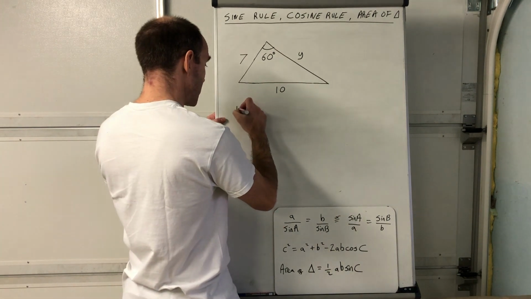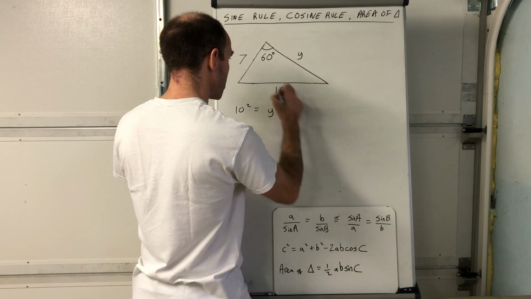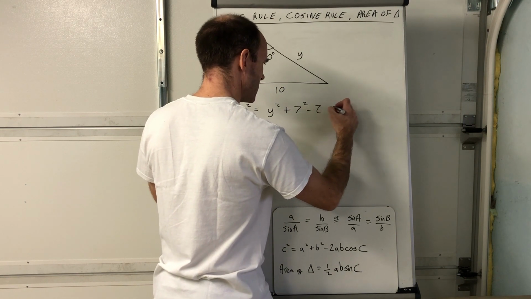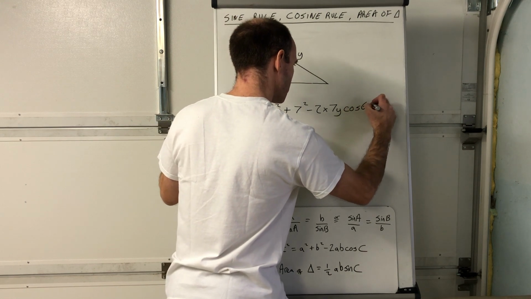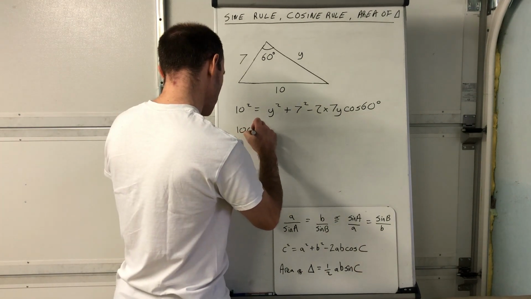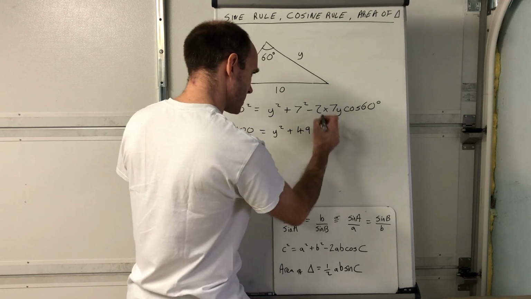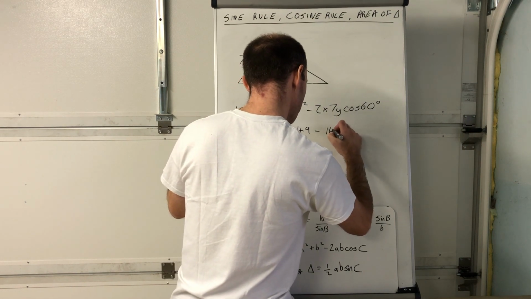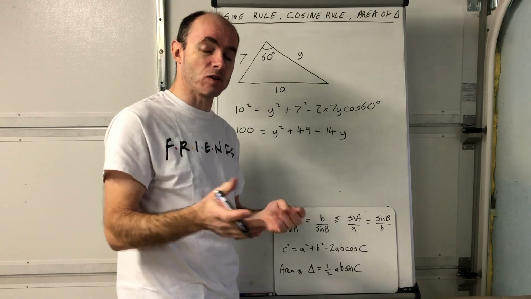So we'll start off with 10 squared is equal to, and then we'll have that squared, y squared plus that squared, 7 squared, subtract 2 times y times 7, let's specify that's 2 times 7y, and then cosine 60 degrees. Okay, and then we'll just simplify it a little bit. So that's 100 is equal to y squared plus 49 subtract, and that's going to be 2 times 7 cos 60 degrees. So if you want y, that's 14y. Now cos 60 degrees, that's just a number, a numerical value. You've got to work out what that is.